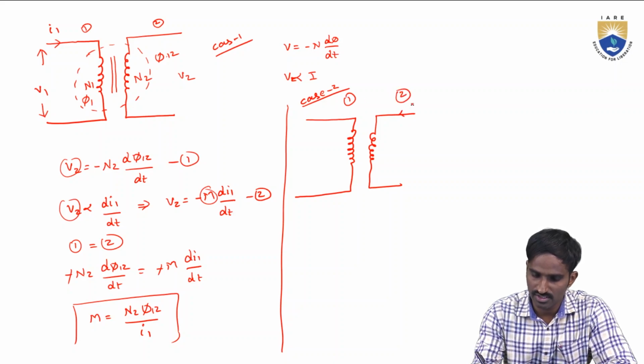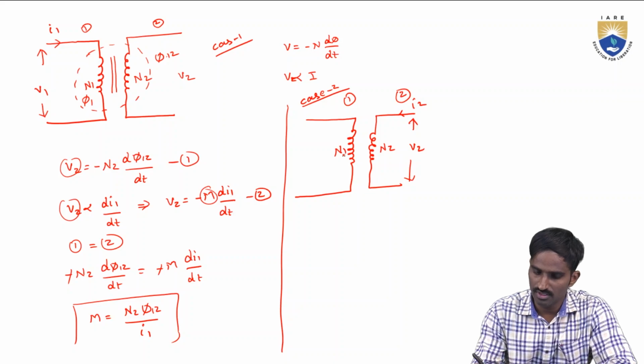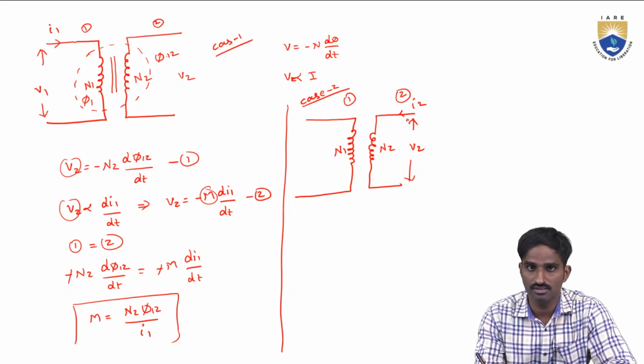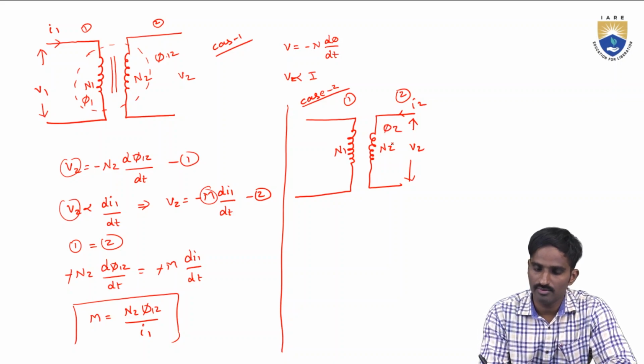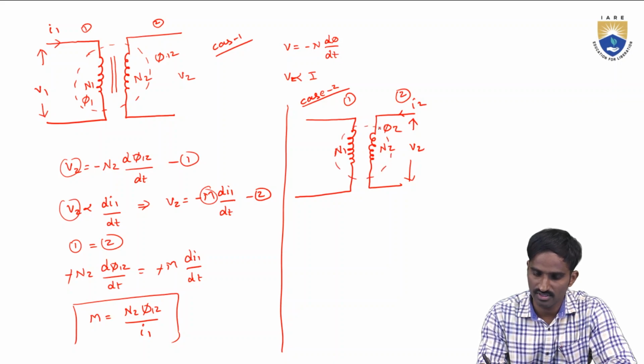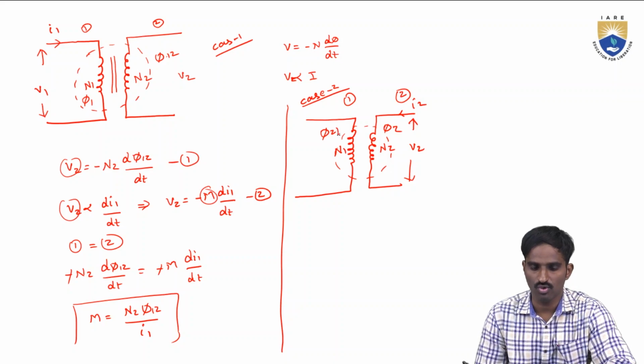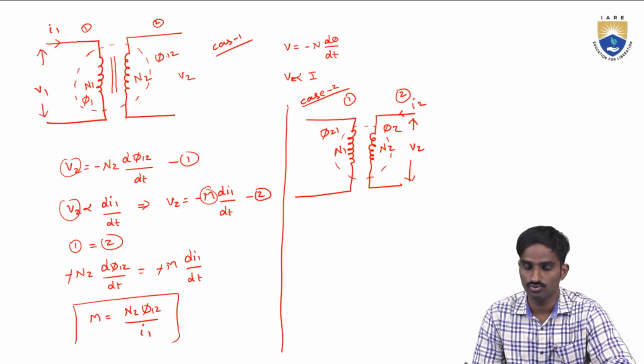So here let us consider I2 and V2 that we have already applied. Here the number of turns, as usual, is N2 and here it is N1. Because of the change in the current flowing through the secondary coil, there will be a flux, here it is phi 2, and this flux will link with the primary coil. So let us consider the flux linking with coil 1, here it is phi 21, instead of phi 12.